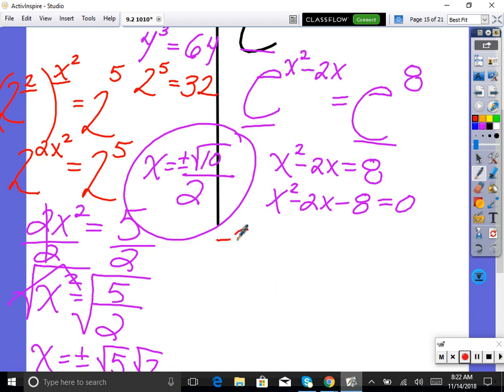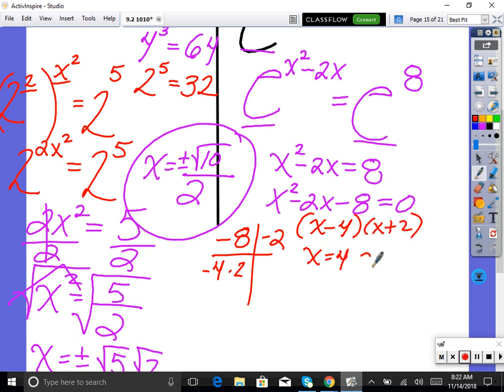We'll multiply to be negative 8, adds to be negative 2. 4 times 2, negative 4. Quick factors, yes. x minus 4, x plus 2. So my 2 solutions are x equals 4 and x equals negative 2. There's our 2 solutions.